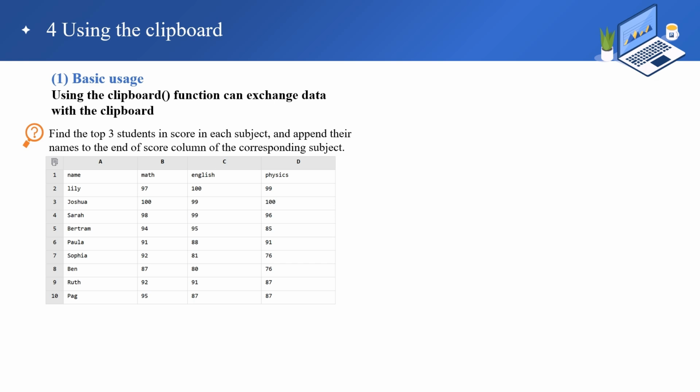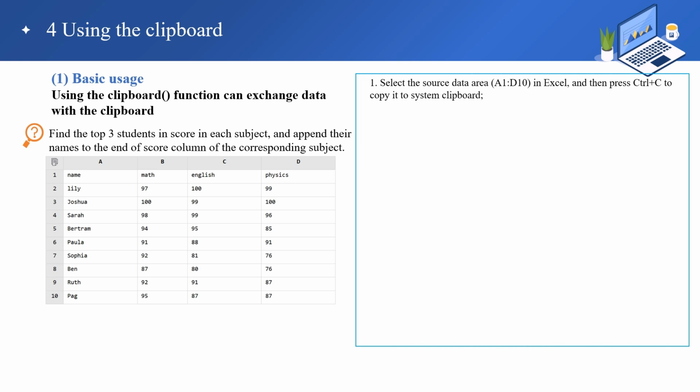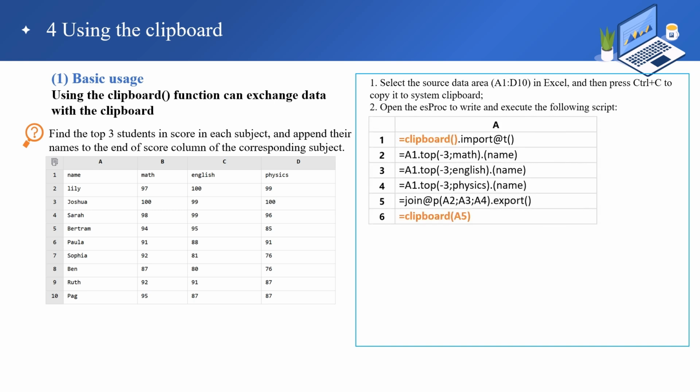Now we want to find the top 3 students in score in each subject, and append their names to the end of score column of the corresponding subject. To achieve the objective, we need to use some features such as the rowset top n, join by sequence number. To make it easy, we use the clipboard. 1. Select the source data area A1 to D10 in Excel, and then press Ctrl-C to copy it to System Clipboard. 2. Open the sproc to write and execute the following script.